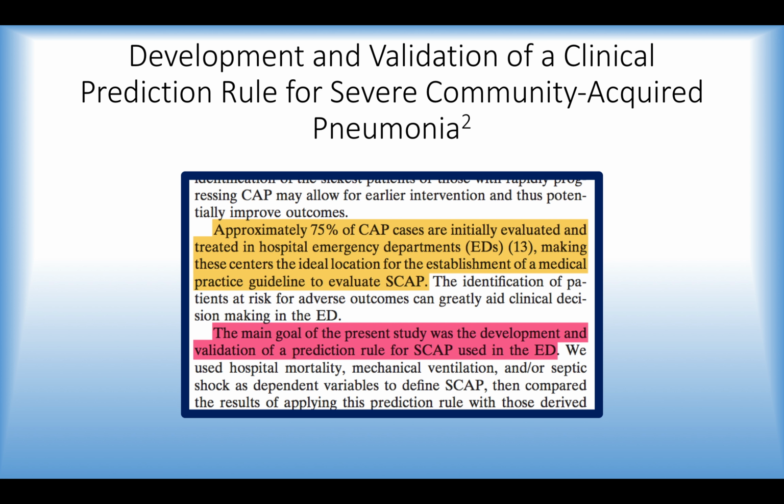It focused on patients admitted into the intensive care unit, where initial signs were commonly overlooked because they didn't look that ill initially. So community-acquired pneumonia worsens to SCAP, severe community-acquired pneumonia, if it's untreated.